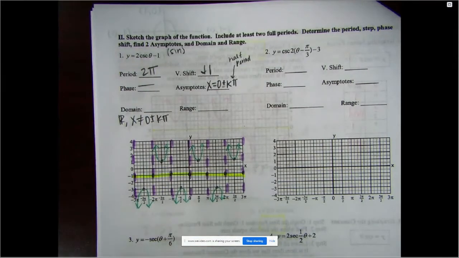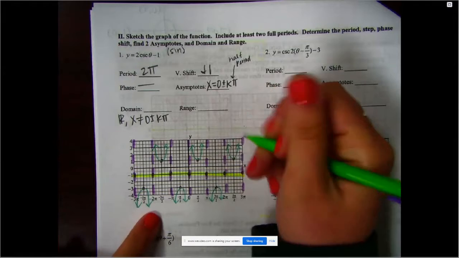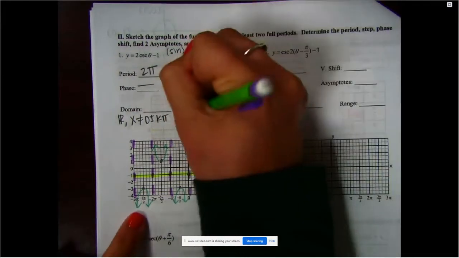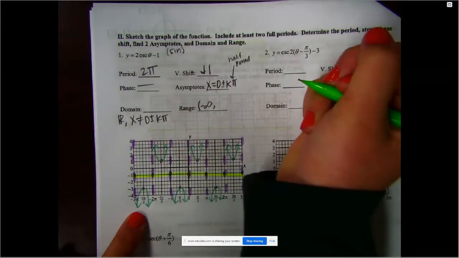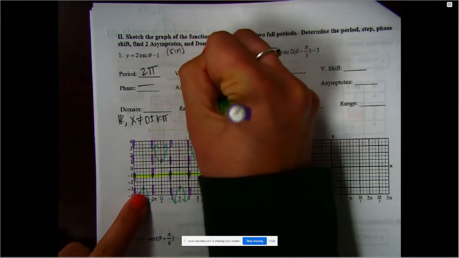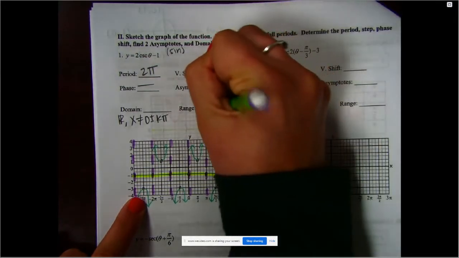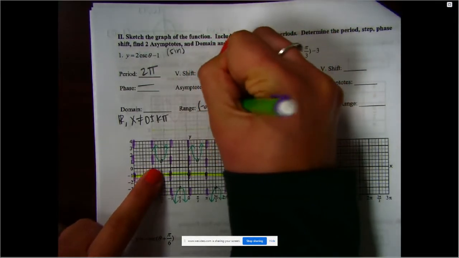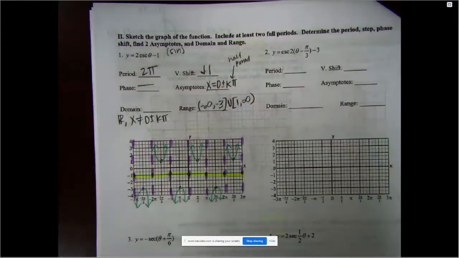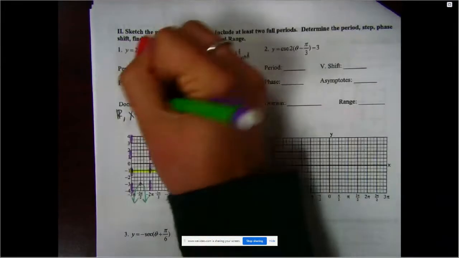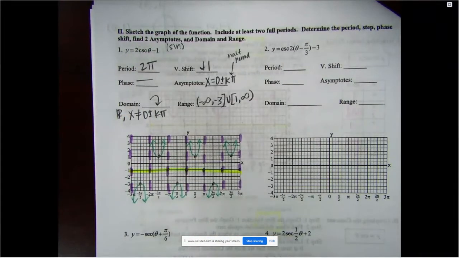Cool. For range, we skip a section. So I go all the way down to negative infinity, and then I stop at -3. We touch -3, so I'll use a hard bracket. Then I pick back up at 1 and go all the way up to infinity. Domain's down there. And there you go.